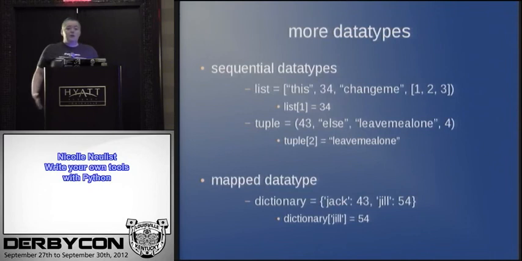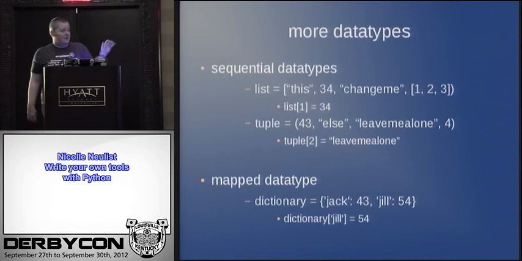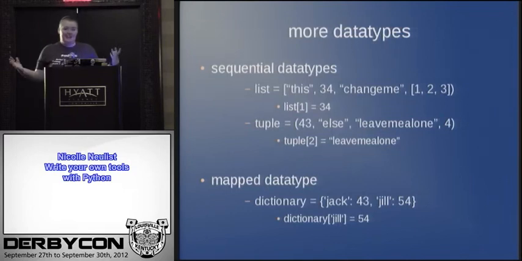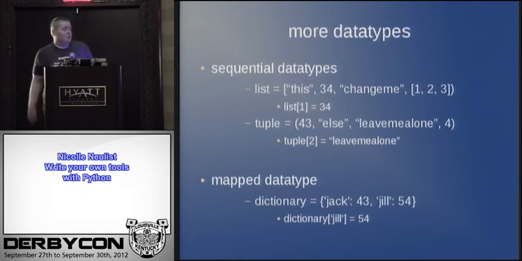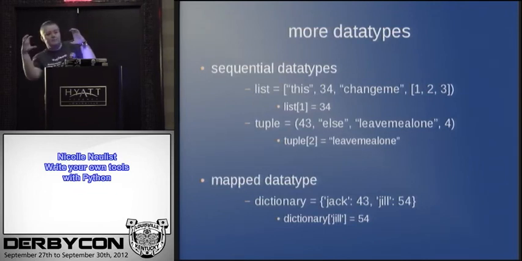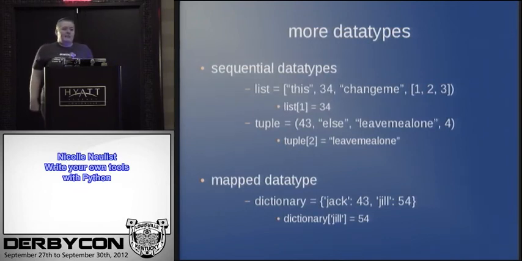The difference between a tuple and a list is you can change elements in a list, whereas you can't in a tuple. I could have something later in my code and declare that list 1 equals the word is, and it won't complain at me. It will just yank 34 out and put the word is in. Whereas with a tuple, let's say I tried to change tuple 2, instead of being leave me alone, to a list of this, 34, change me, 1, 2, 3. It's going to yell at you and say that a tuple is an immutable object.